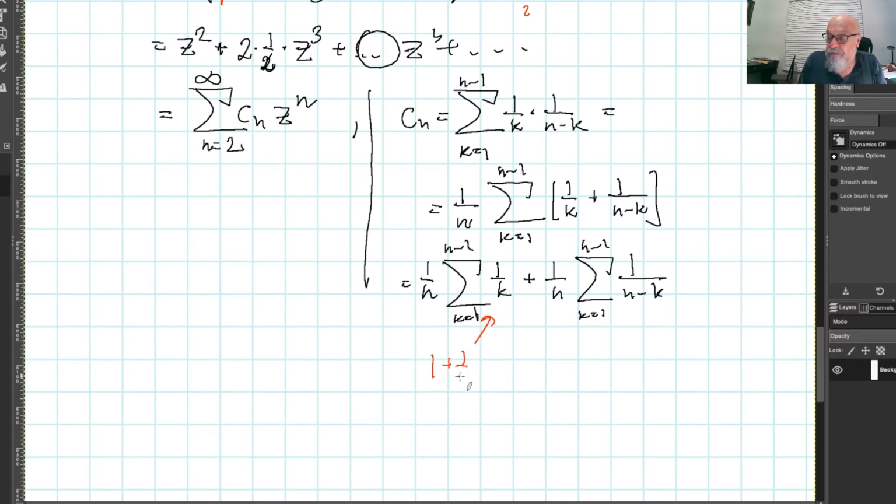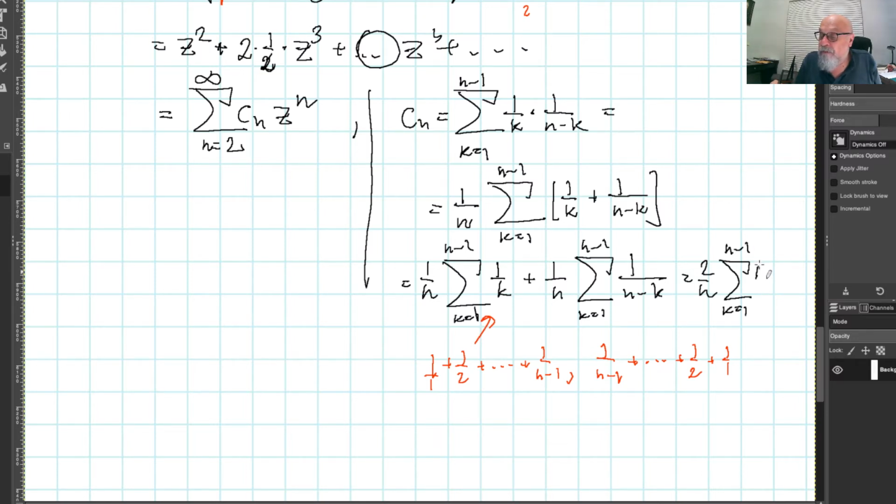Starts like 1 plus 1 over 2 plus, okay, plus 1 over n minus 1, and that one is going in the opposite direction: 1 over n minus 1, and so on, plus 1 over 2 plus 1 over 1. So this is exactly the same twice. So I just simply write it down. This is equal to 2 times the sum for k equal 1 to n minus 1 of 1 over k.